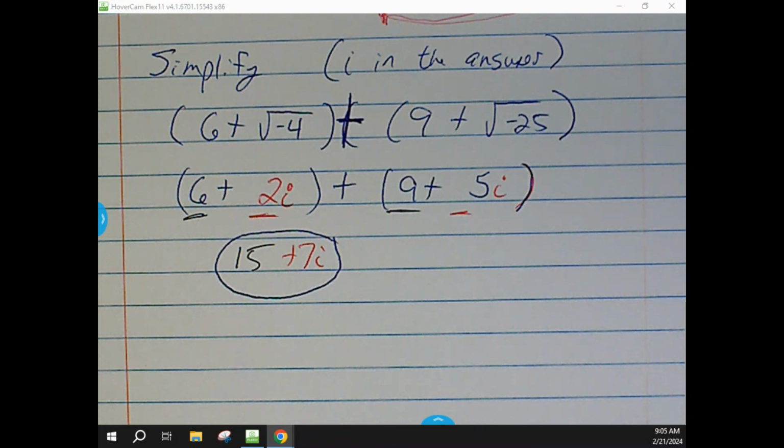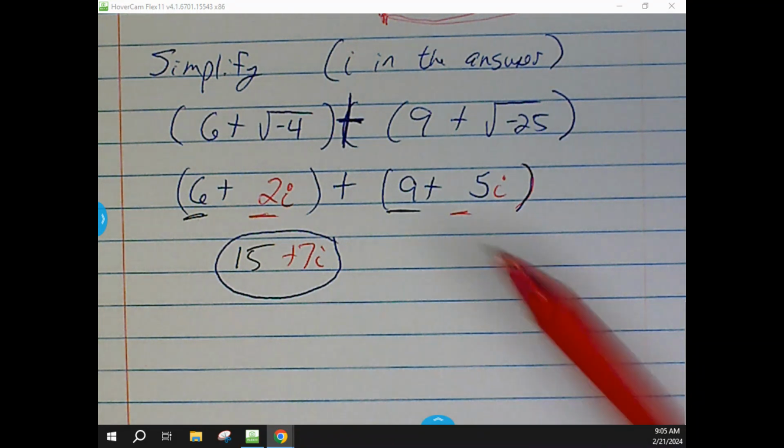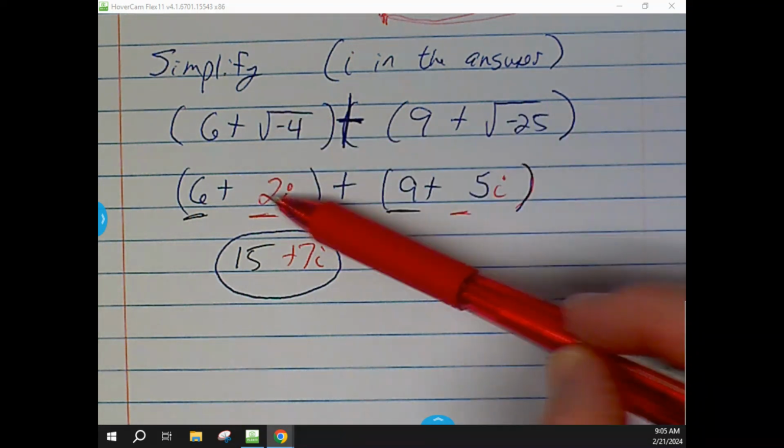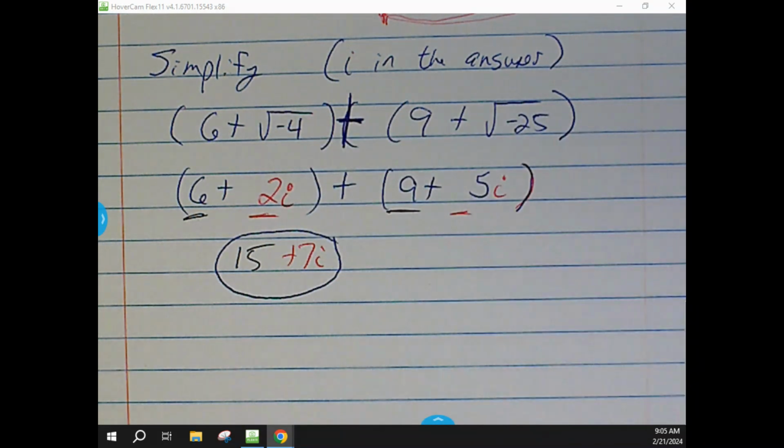Okay, so again, when they ask you to simplify, you've got to put whatever square roots they give you in terms of I. And then once you do that, you either add, subtract, or multiply. Again, I don't think there's any division in that one. I think it'll all be either multiplication, addition, or subtraction.